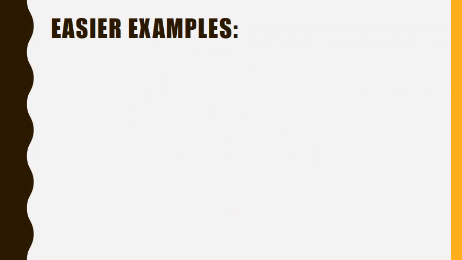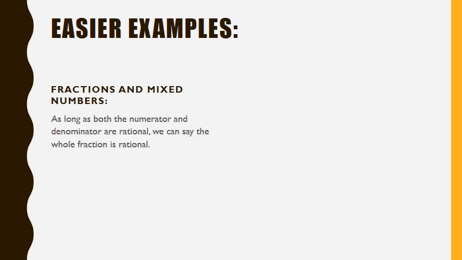So let's start with some easier examples. Fractions and mixed numbers. Well, because they're already fractions, they're going to be rational. There is a trick though, because sometimes there might be a fraction, but it has a part that's irrational, and we'll talk about those. But for the most part, if you have a regular fraction, like 1/2, it's rational. 1/2 is already a fraction. If you have 3/4, rational. It's already written as a fraction.